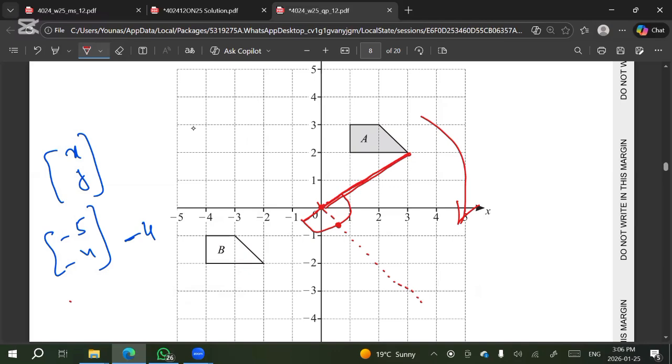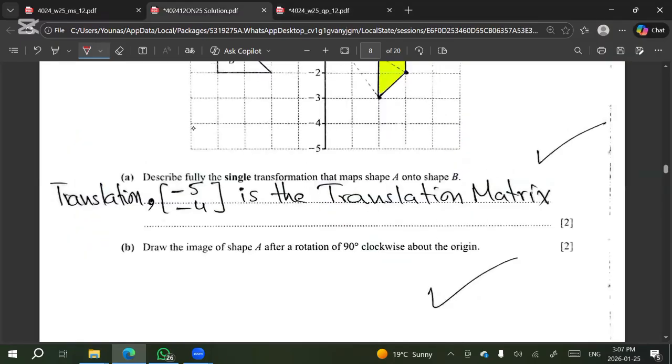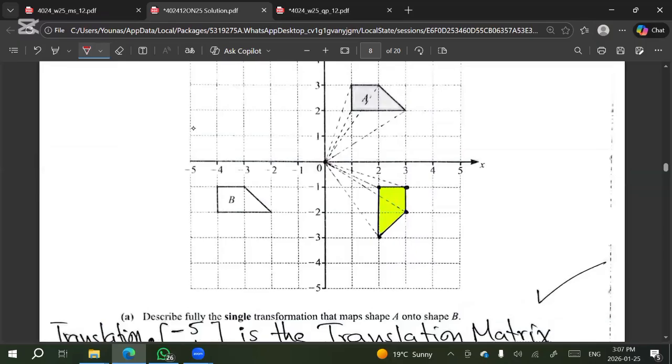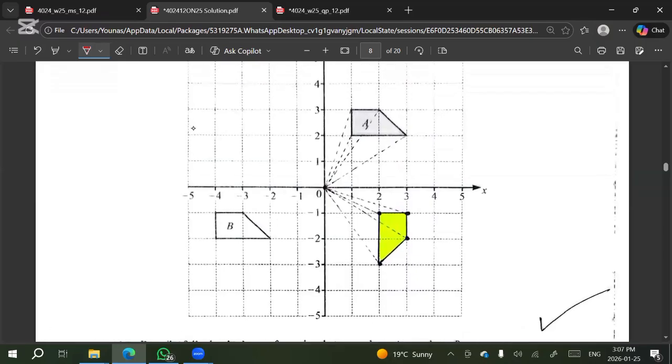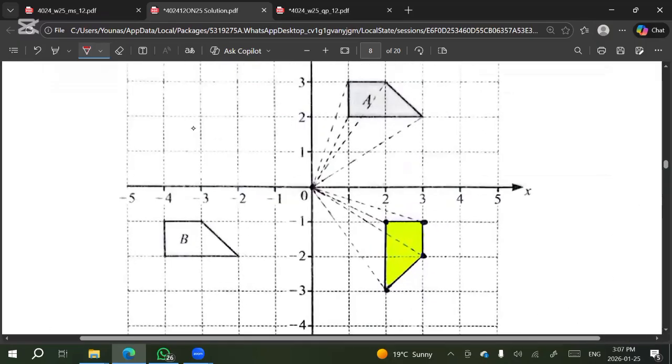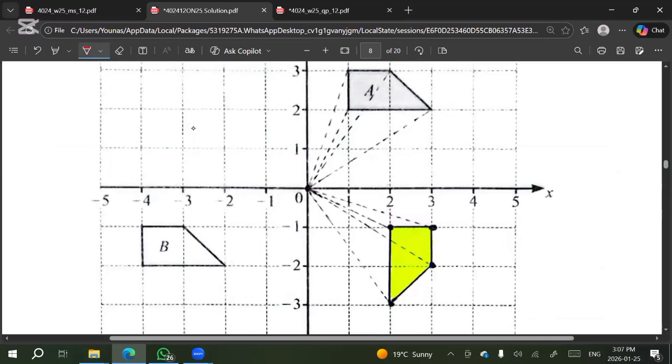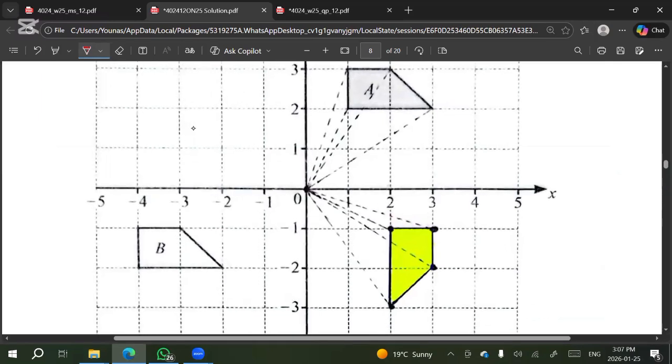Whatever the distance is from this point to this point, the same distance you will take here and mark it. So this is how you do the same process with all the points. Let me show you. I have done this. Here you go. So you see what I did. I did this process with all of them.